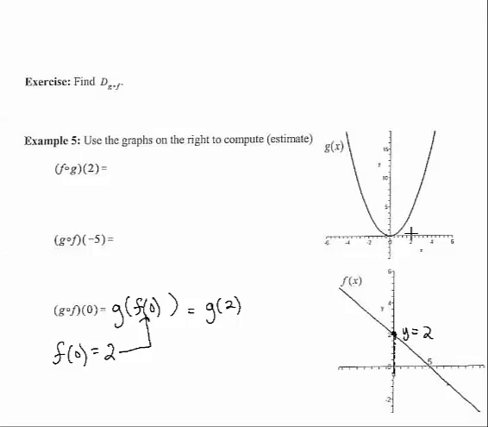We locate G, the top with an x equal 2, and if we square 2 we would expect to get 4, and that's exactly where it falls. So composition of G of f of 0 equals 4.